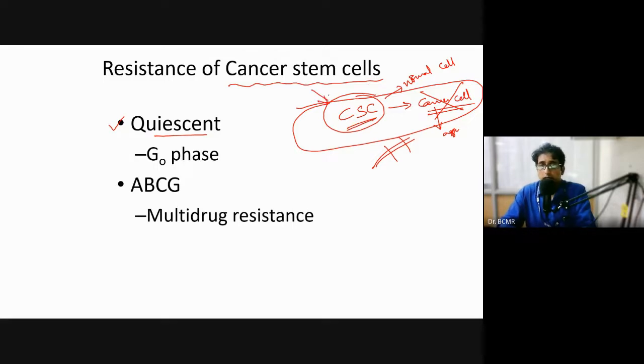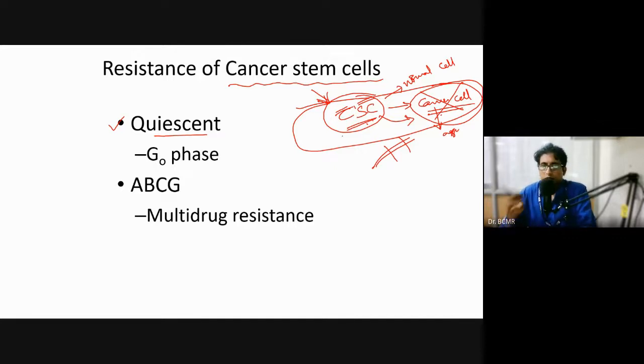even if they are exposed to the radiation, say. They have time enough to repair the DNA, while the rest of the cancer cells would die. And when the radiation is over and after some time, these cancer stem cells will regenerate a new tumor.